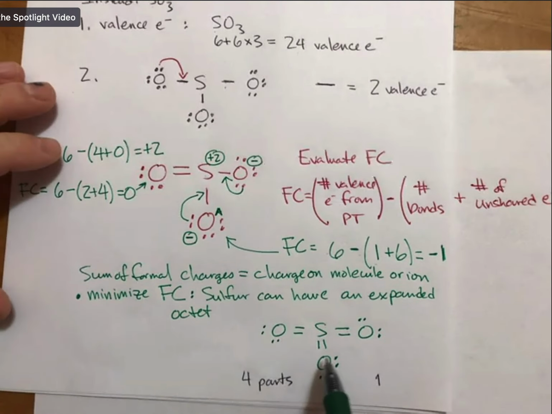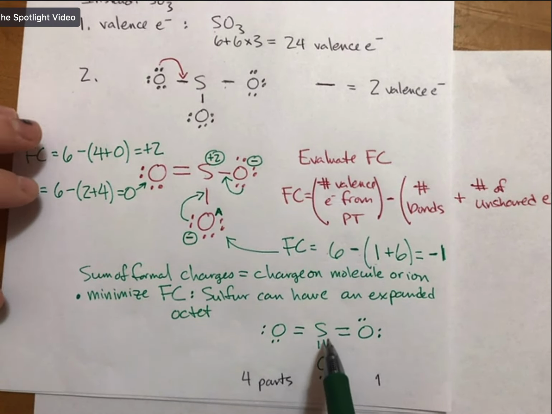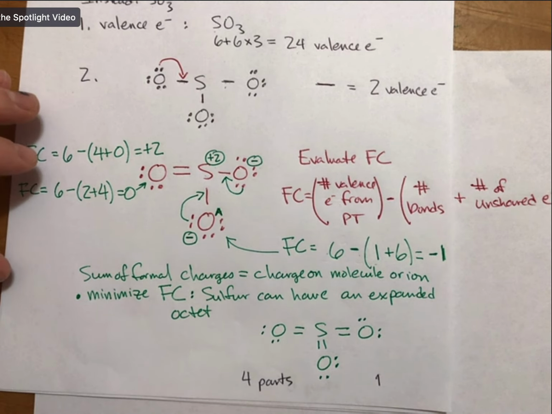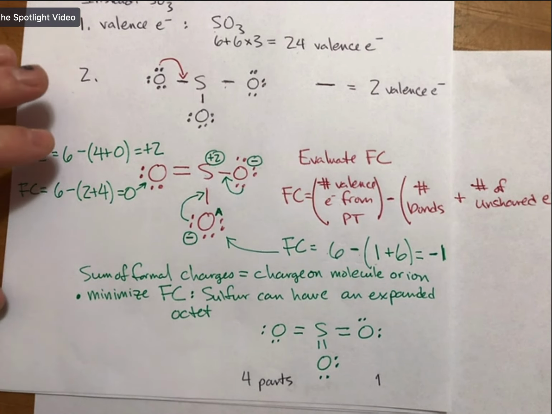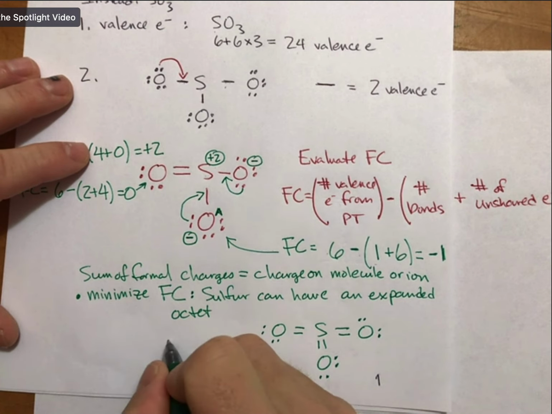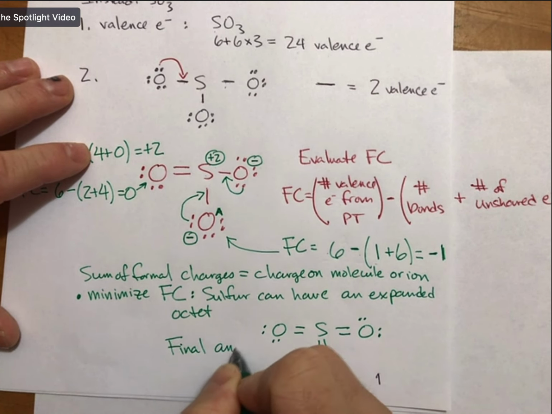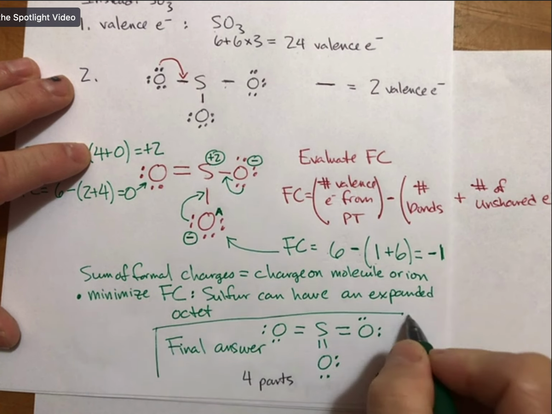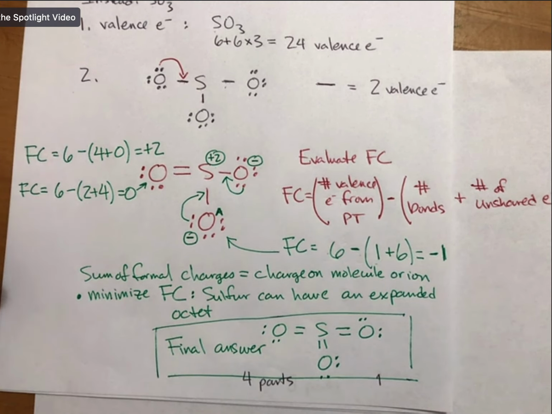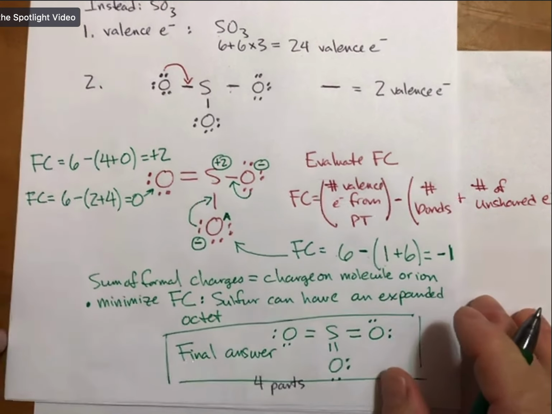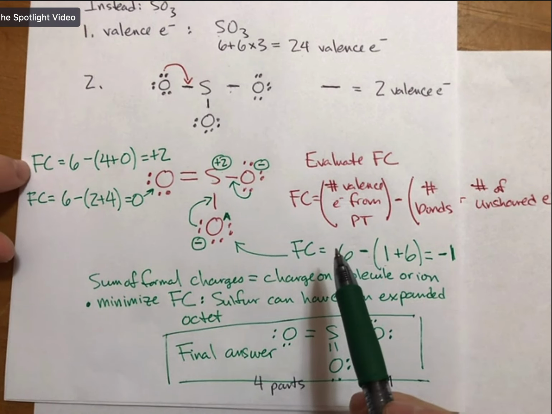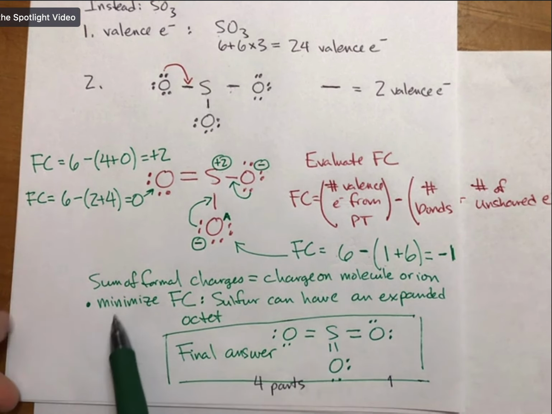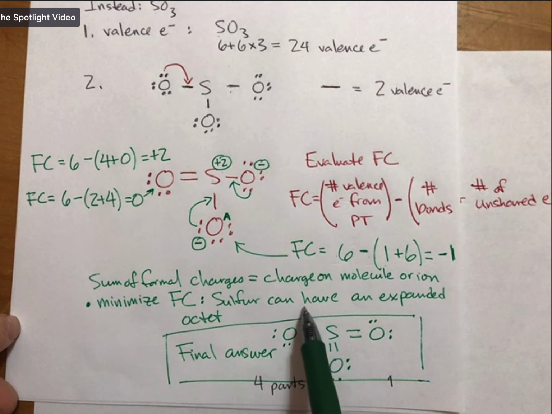You can go back and show that each of the atoms in this final answer has 0 formal charge. When we minimize formal charge, all of the atoms having 0 formal charge is the minimum. You can't get any less than zeros everywhere. And so this is our final answer. And what we've gone over for this particular one is we've gone over how to do a Lewis structure, then how to do a formal charge analysis, then how to minimize the formal charge using expanded octets.